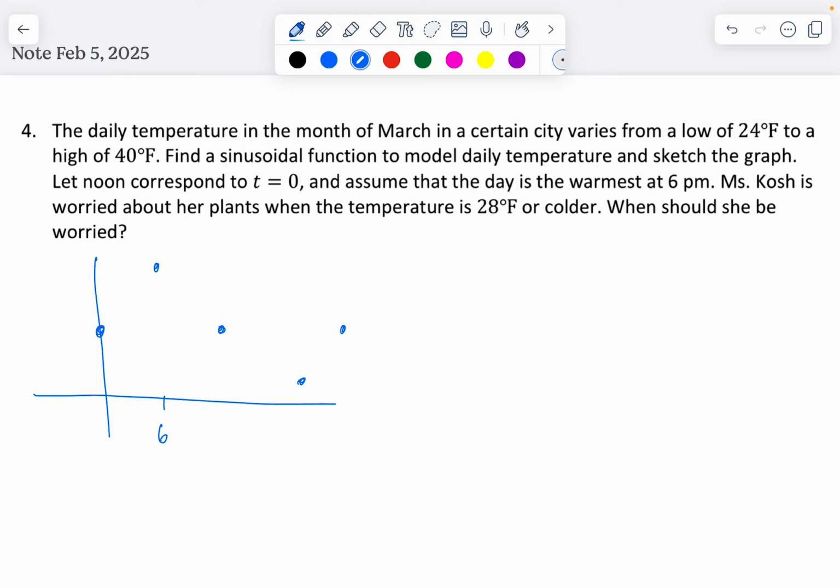So noon, then 6 p.m., so this becomes midnight here. I might write midnight, whatever. And then this would be 6 a.m., and then here, again, the last point there is noon of the next day.